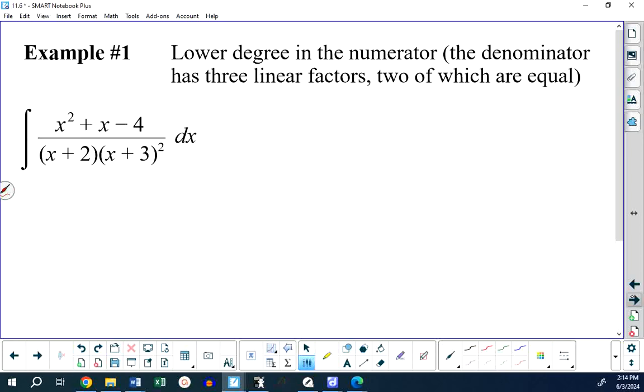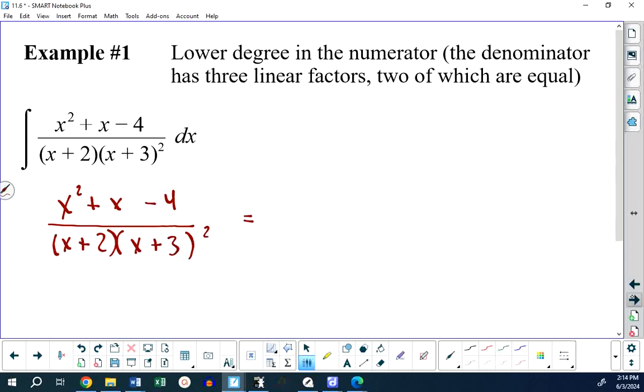First thing we want to do is rewrite this integrand as a sum of partial fractions. But I had mentioned yesterday, and we talked about this yesterday, but we didn't do one like this, that if there are 3 linear factors, you must have 3 partial fractions. And there are 3 linear factors. 2 just happen to be the same. So we're going to have A over x plus 2 plus B over x plus 3.